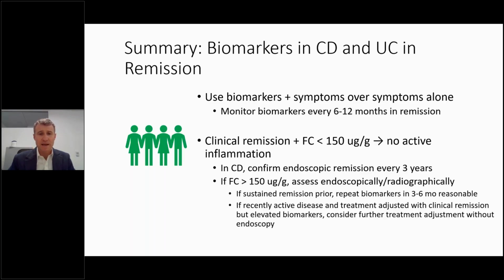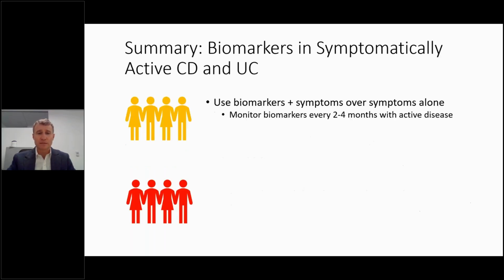The other exception is that if an individual has recent disease activity, they were not in remission, they had clinically active disease, they had elevated biomarkers, and you adjusted treatment, and now they just entered clinical remission, so they're fresh into clinical remission, yet they still have an elevated fecal calprotectin level. One can presume that that is reflective of active inflammation, and you can go ahead and adjust the treatment, obviating the need for an endoscopic confirmation, especially if you had endoscopic confirmation of disease activity when you started, initiated, or changed that therapy fairly recently.